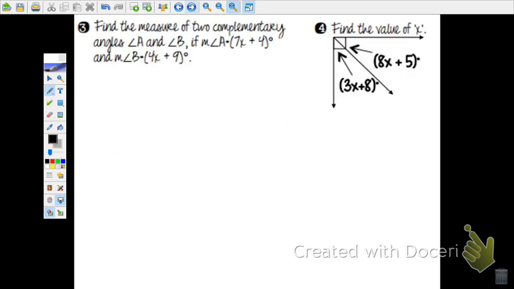Number 3 says find the measure of two complementary angles, A and B, if the measure of angle A is 7x plus 4 and the measure of angle B is 4x plus 9. I'm going to have to do some algebra here. What kind of algebra equation can I set up? What am I going to do with those angles? If they're complementary, what am I going to do with them? Add them and set it equal to 90. Very good. Add them together and set it equal to 90.